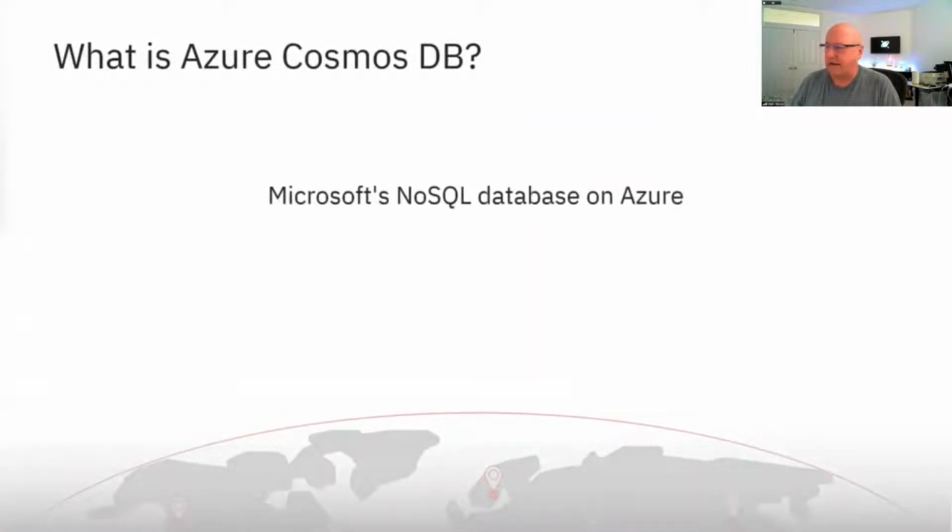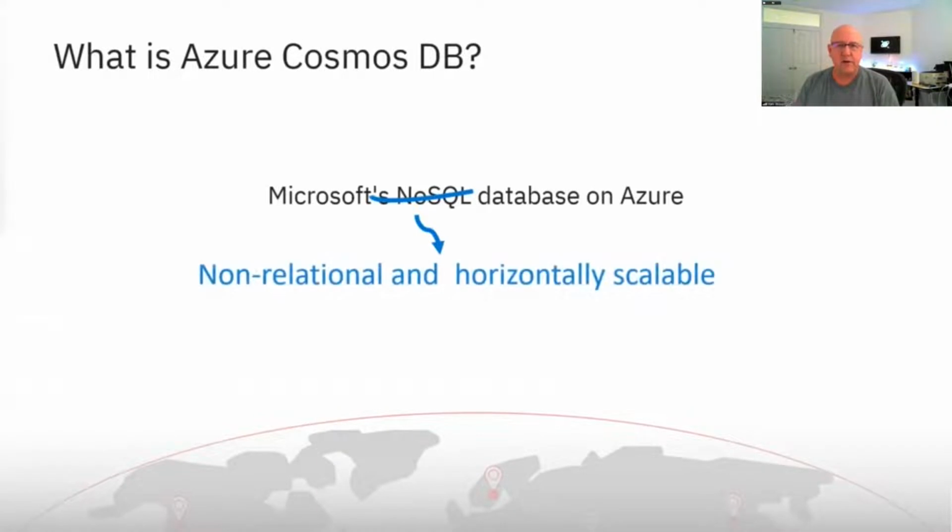So let's go on. What is Azure Cosmos DB? Well, officially, it's Microsoft's NoSQL database on Azure. What do we mean when we say NoSQL? NoSQL databases are basically non-relational databases, and they're also horizontally scalable.